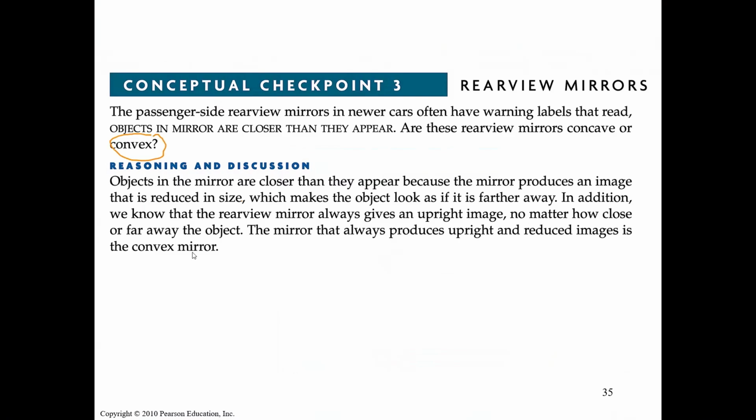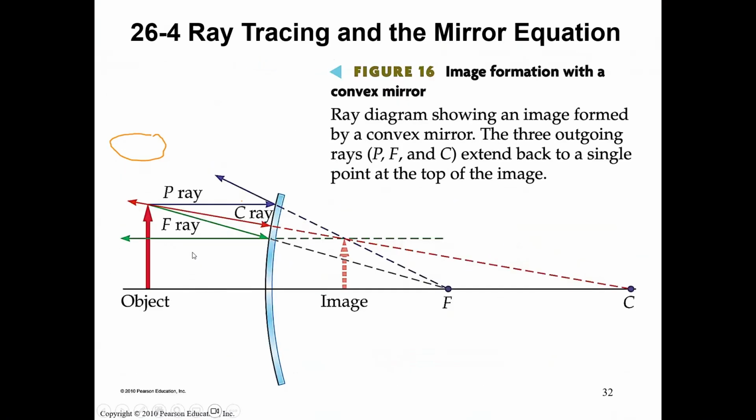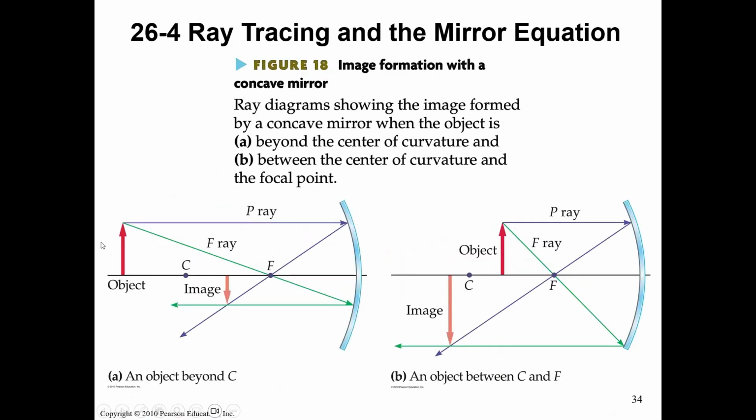This tells us that it cannot be a concave mirror, right? Because we just talked about concave mirrors. A concave mirror always forms an image that is upside down. But in the rear view mirrors, it is an upright image, so it cannot be a concave mirror.